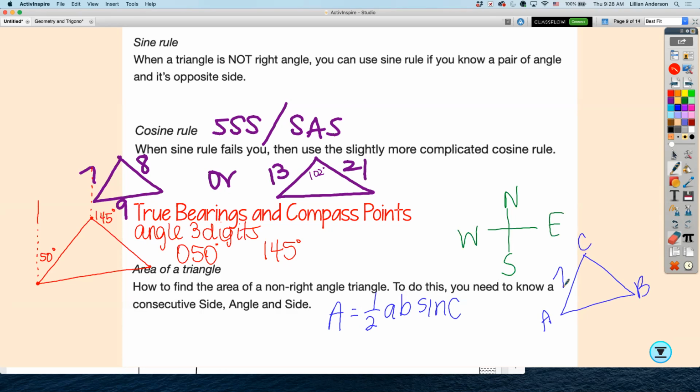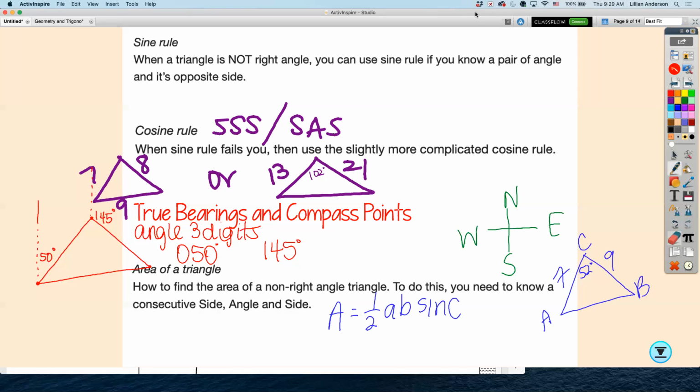This is when, if you knew this information right here, you could find the area of this triangle because you have A, B, and then the included angle. It doesn't have to necessarily be AB sine C, but that is the one that's in your reference booklet. It could be any two sides and an included angle. It doesn't have to be A, B, and C. You just got to be able to alter it from there.